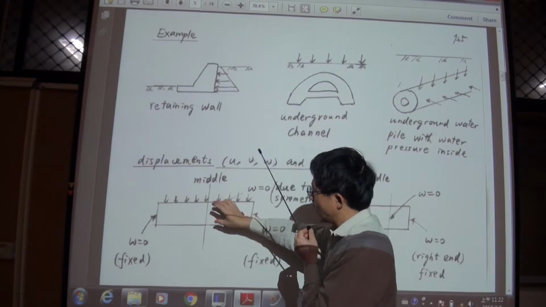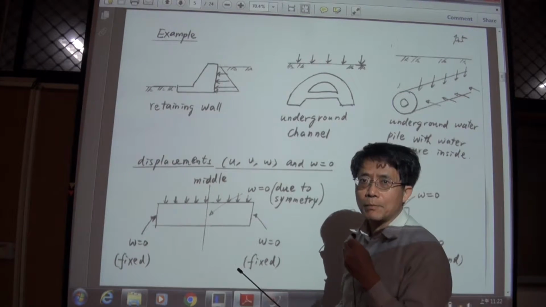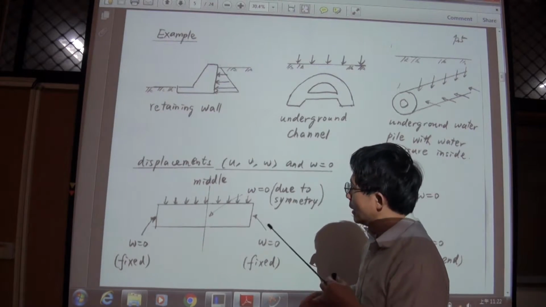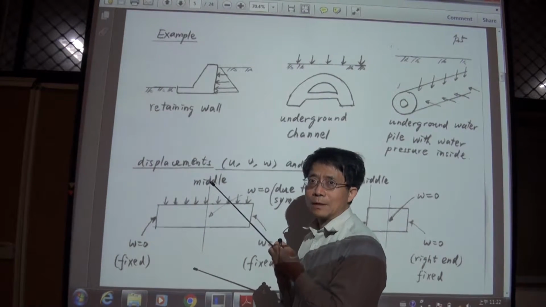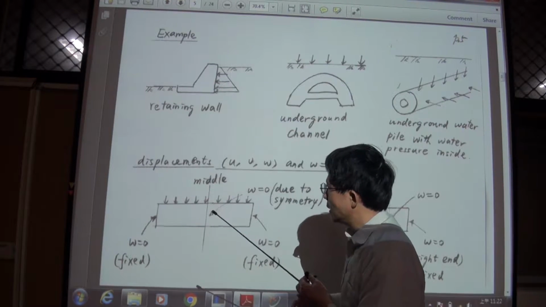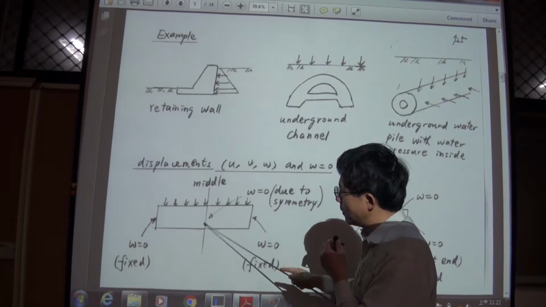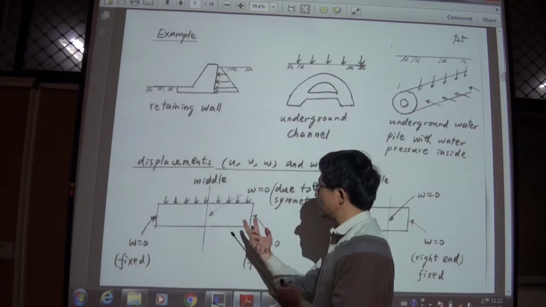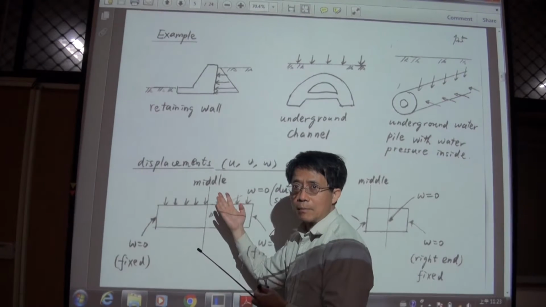Why? Because every section of the straight bar is the same, and also the loading along the straight bar in the z direction is uniform. So if we look at the middle plane here, we have the symmetry. The right hand side and the left hand side are just the same.